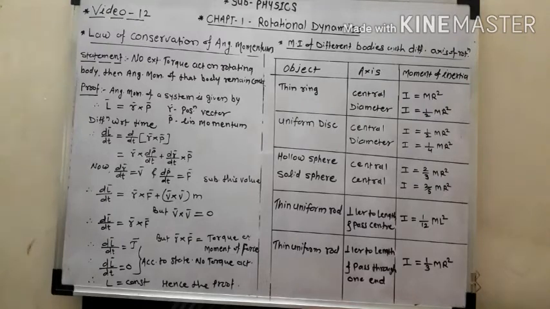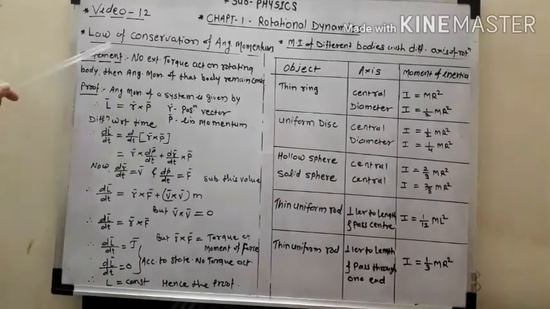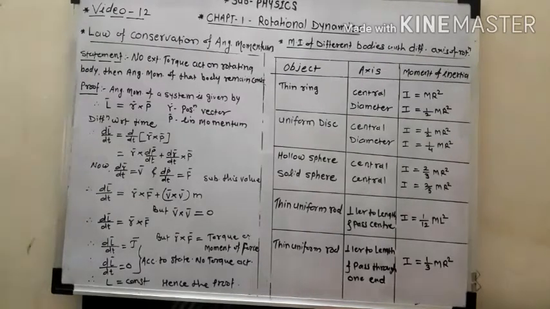This is video number 12, chapter number 1, rotational dynamics, and we have to see here the last topic, the law of conservation of angular momentum. In the previous lecture we saw the angular momentum, and the relation for the angular momentum is L equal to I omega. This is very important, and you can be asked the question: state and prove the law of conservation of angular momentum. In your exam, this question is repeated.